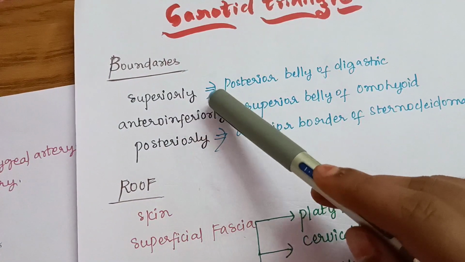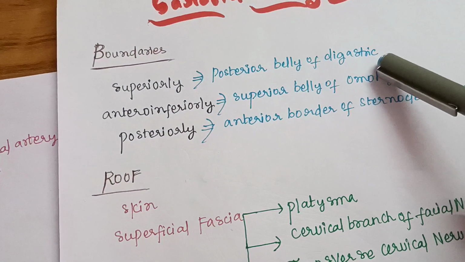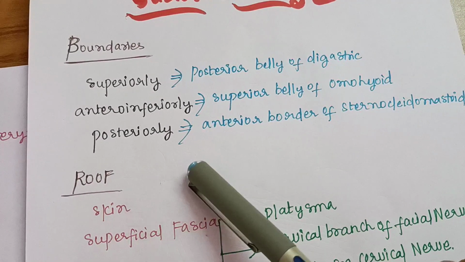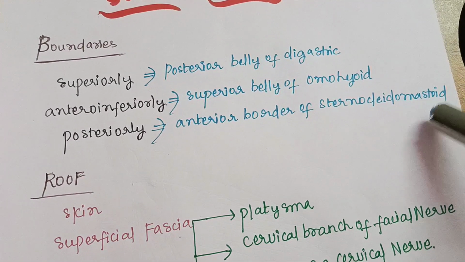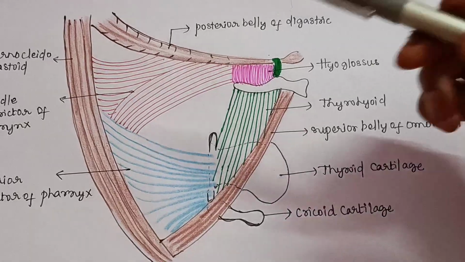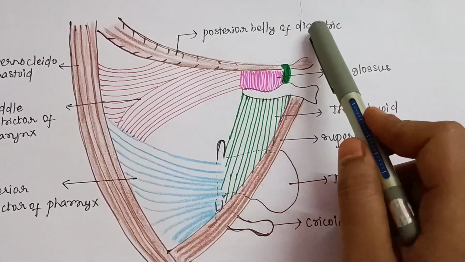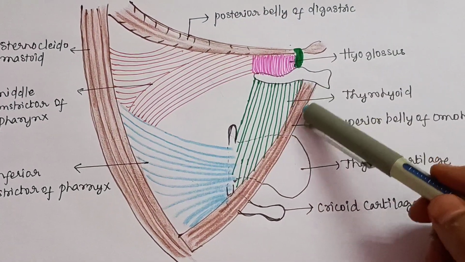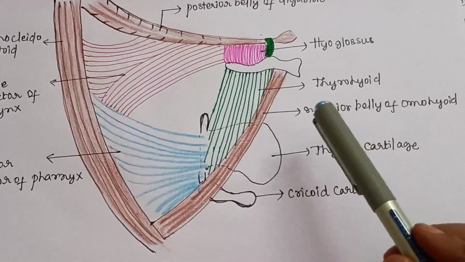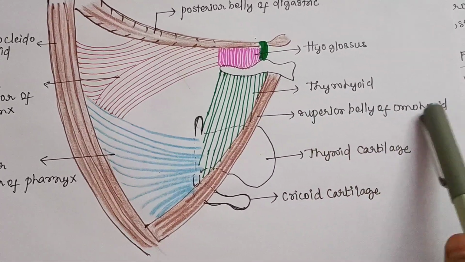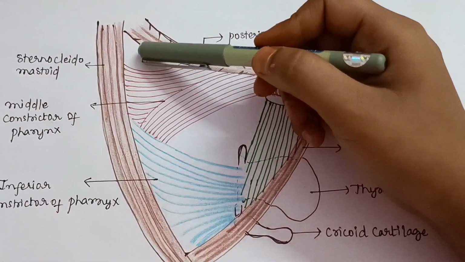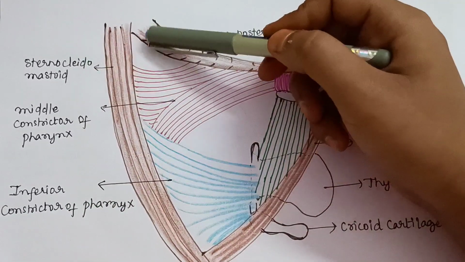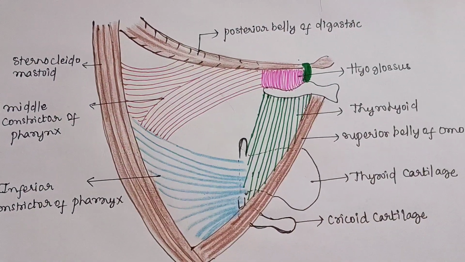Superiorly, there is posterior belly of digastric muscle. Anterior-inferiorly, we see the superior belly of omohyoid. Posteriorly, we see the anterior border of sternocleidomastoid. Here in this diagram, we'll see the superior border, which is posterior belly of digastric muscle, and the anterior-inferior border, which is formed by superior belly of omohyoid muscle, and the posterior border, which is formed by anterior border of the sternocleidomastoid muscle. Okay, these are the boundaries.